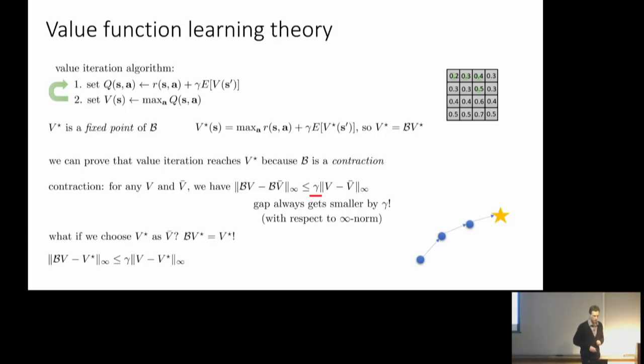So that's good. Value iteration converges. What does it converge to? It converges to the fixed point, the unique, the one and only wonderful fixed point, which is V star, which gets you the optimal policy.